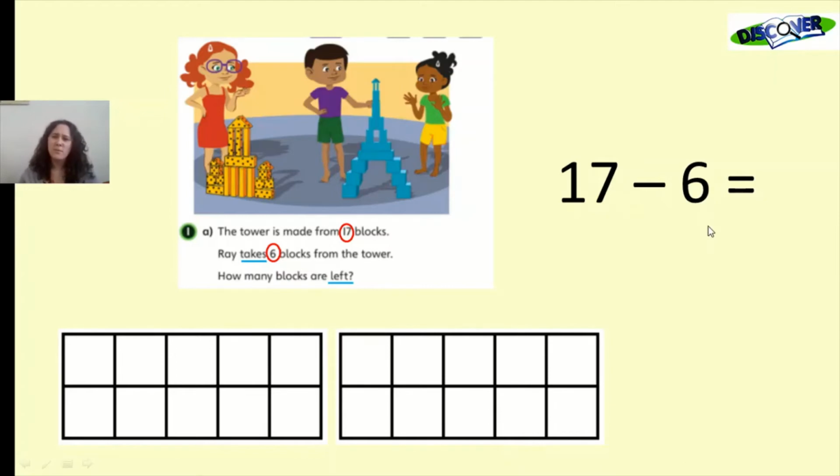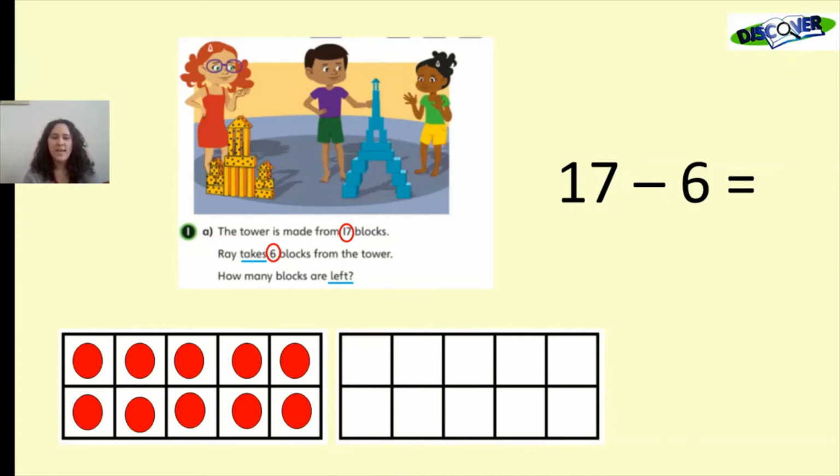Right. Now that we've got the number sentence that we need to do, we can work out the answer. So I've got my tens frames here to help. I need to start by putting in my 17 counters. You ready? There's the group of 10 and 7 ones that add together to make 17. Now that I've got my 17 counters, I need to take away 6 of them.